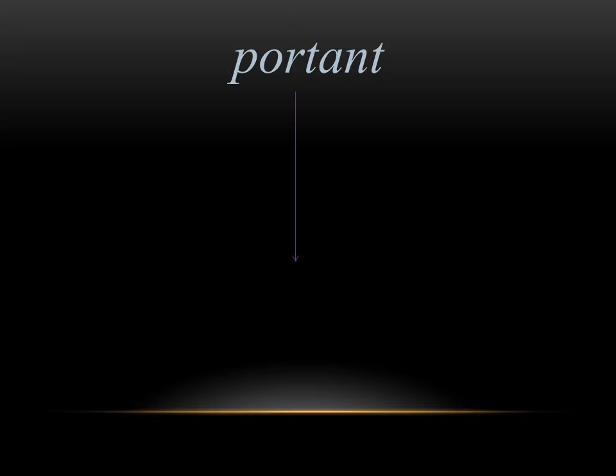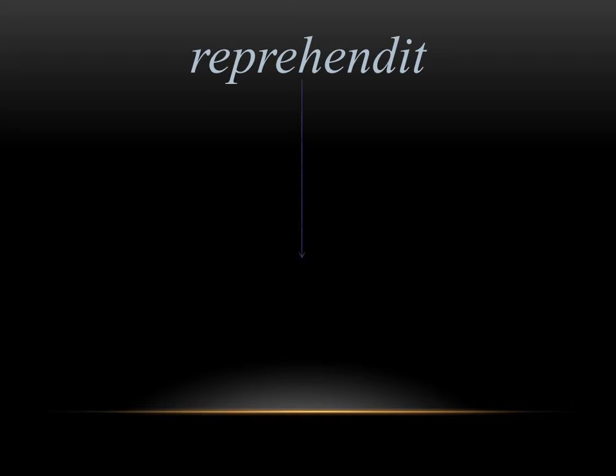Portant means they carry, and a good derivative to think of for this is the word transport, which literally in Latin means to carry across. Reprehendit is a word that means he or she scolds, and in English we get the derivative reprehend, which is basically the exact same spelling and it's holding on to the exact same meaning as well.